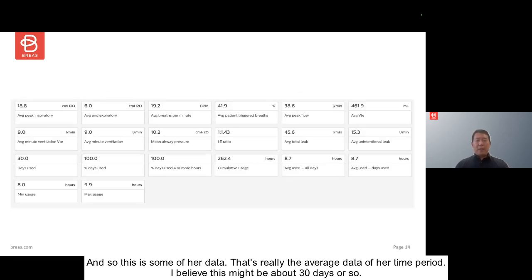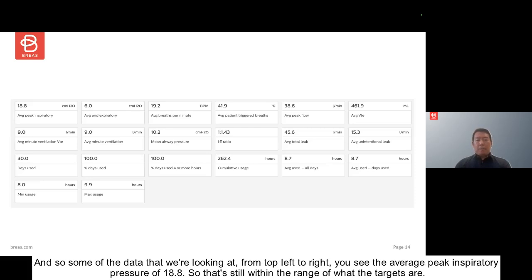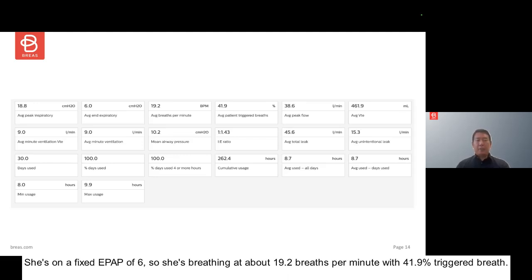And so this is some of her data that's really the average data over a time period. I believe this might be about 30 days or so. Some of the data that we're looking at from top left to right, you see the average peak inspiratory pressure of 18.8, so that's still within the range of what the targets are. She's on a fixed EPAP of 6. So she's breathing at about 19.2 breaths per minute with 41.9% triggered breaths.